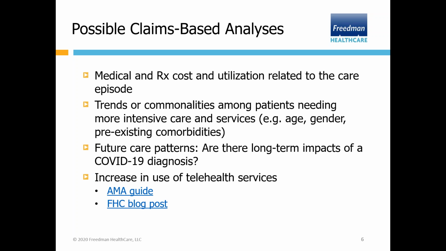Okay, so what do you do once you find these diagnoses? Well, you may want to look at cost and medical cost and pharmacy cost and utilization related to the episode, and we'll talk in a minute about building that episode. Trends or commonalities among patients that need more intensive care and services. So are they of certain age or gender, or did they have certain pre-existing comorbidities when you look back in the data? Future care patterns.